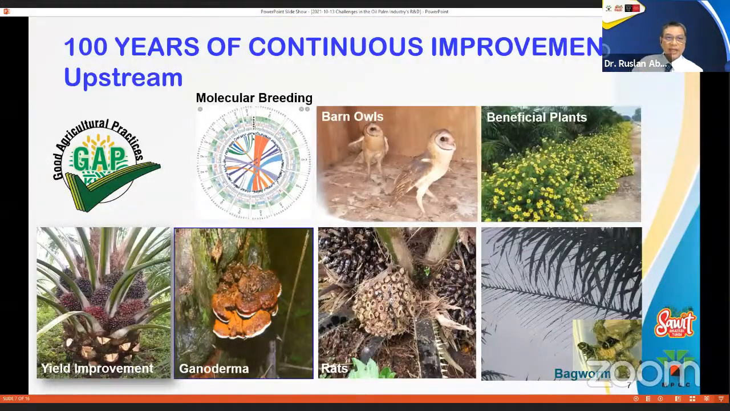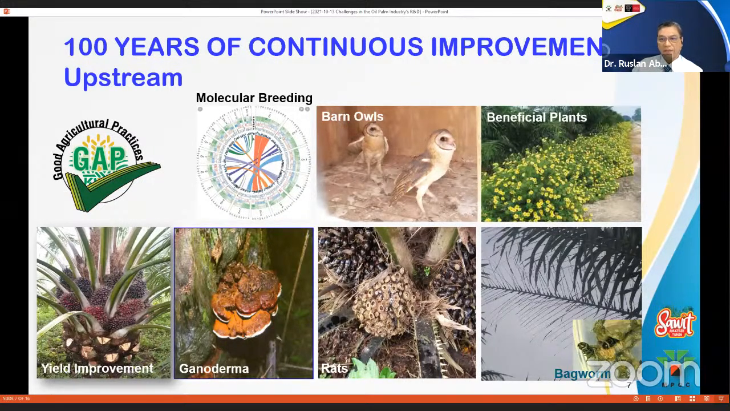Okay, let us look at the upstream. The upstream involves the establishment of good agricultural practices when we first started in the industry. Then in the year 2000 or so, we were able to sequence the total genome of the oil palm tree, which enabled molecular breeding to be taken into our breeding program.